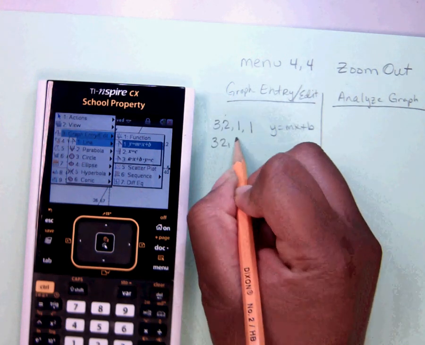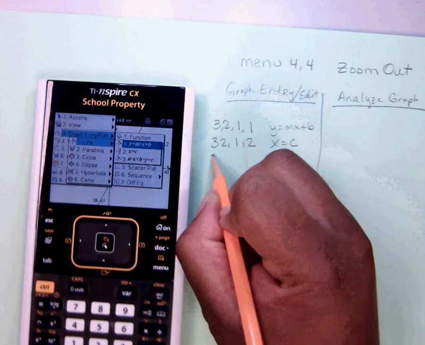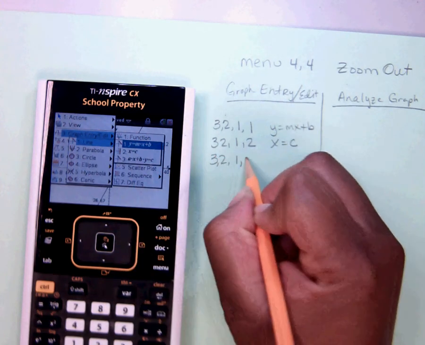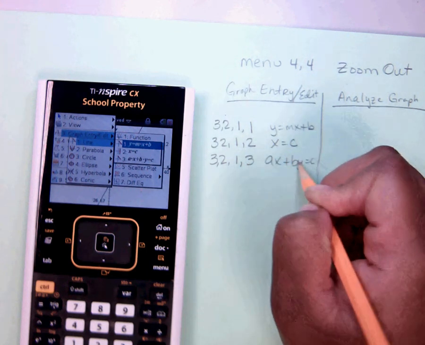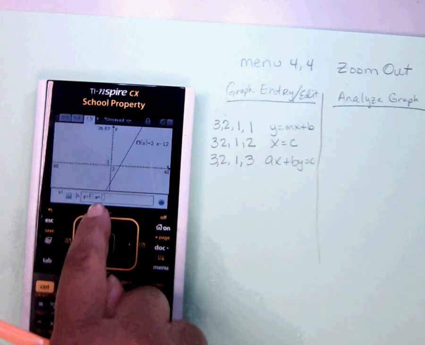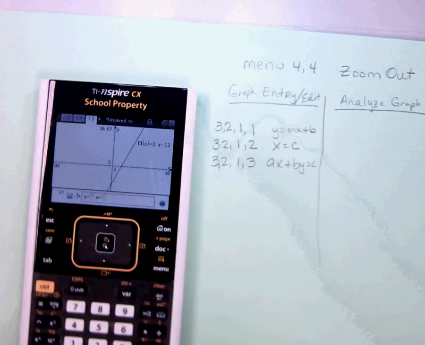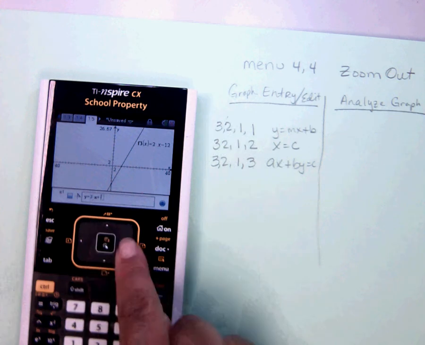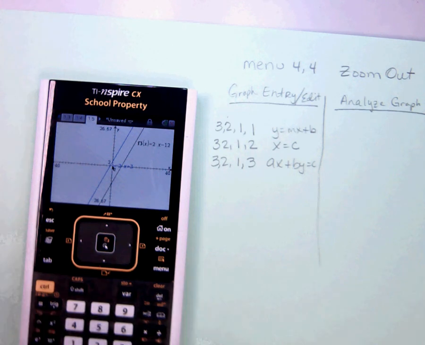Menu 3, 2, 1, 2 gives you x equals. And then menu 3, 2, 1, 3, which we used a lot, allows you to put it in standard. So let me press 1 first. And now you see what menu 3, 2, 1, 1 looks like. Let's say the problem was 2x plus 3. So put a 2 for m, 3 here, and it graphs it. That's all that is.